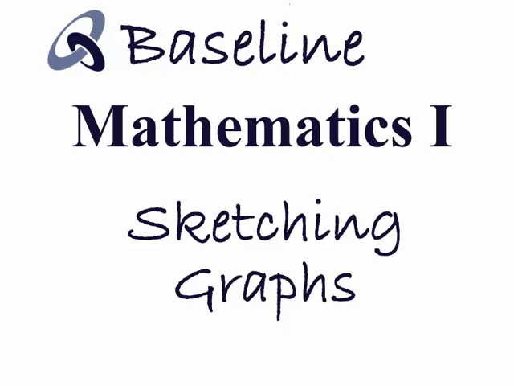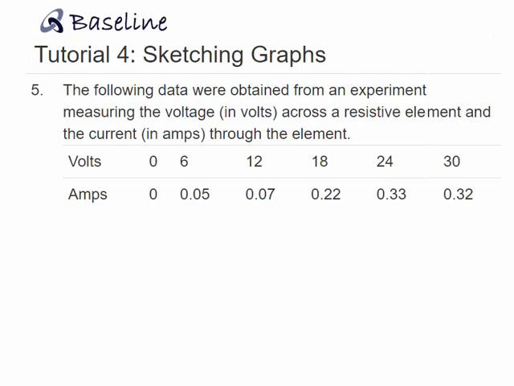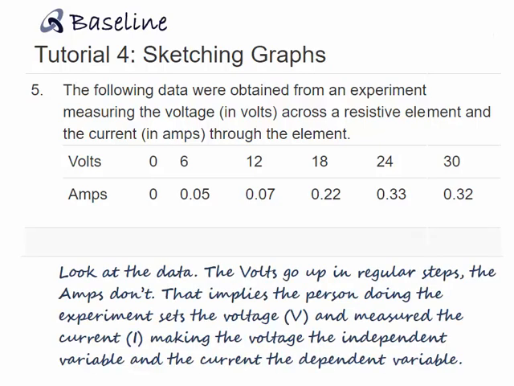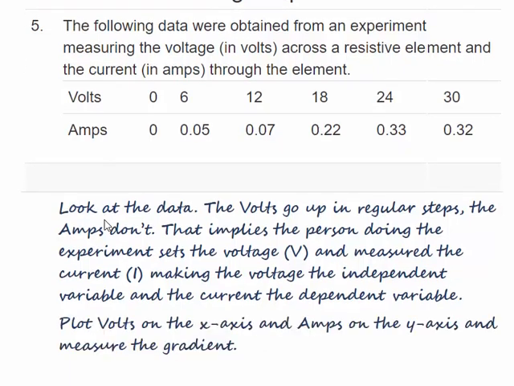Mathematics 1 Sketching Graphs. In this video I'm going to give you some hints on how to answer questions 5 to 8 on tutorial 4. If we look at the data, you can see that the voltage goes up in regular amounts, but the current doesn't. So that implies that the voltage is the independent variable and the current is the dependent variable. So what we're going to do is plot volts on the x-axis and current on the y-axis and measure the gradient.